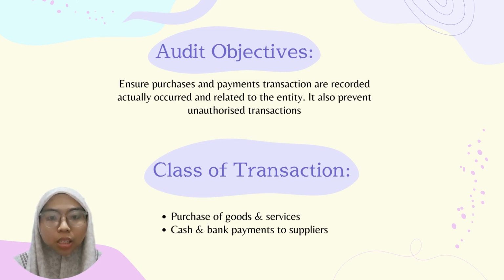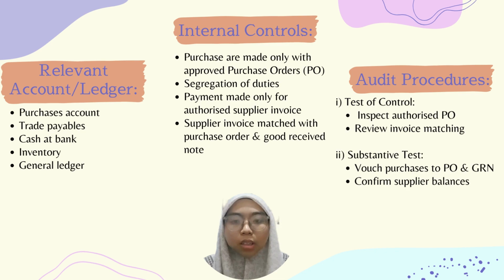Class of transaction. The first one is purchase of goods and services, and the second one is cash and bank payment to the supplier. The third item is relevant account or ledger. The first one is purchase account, cash at bank, trade payable, inventory, and also general ledger.